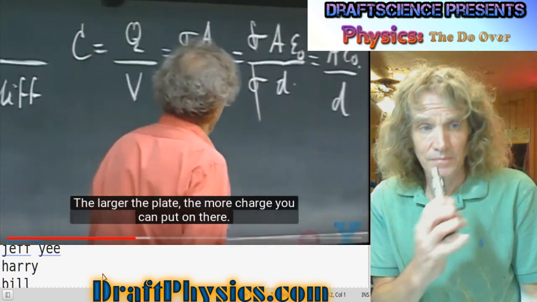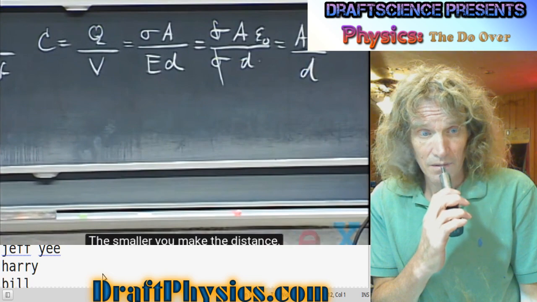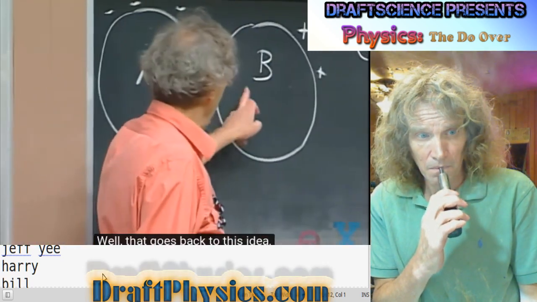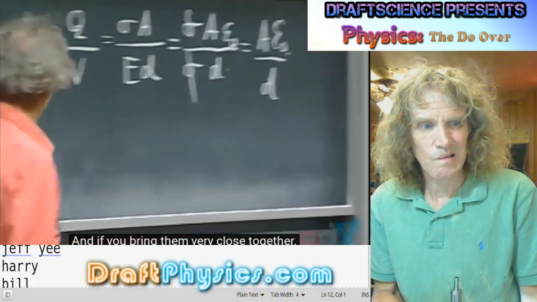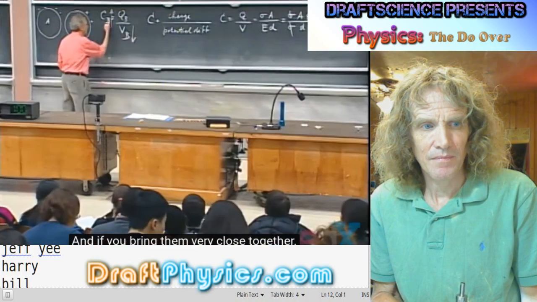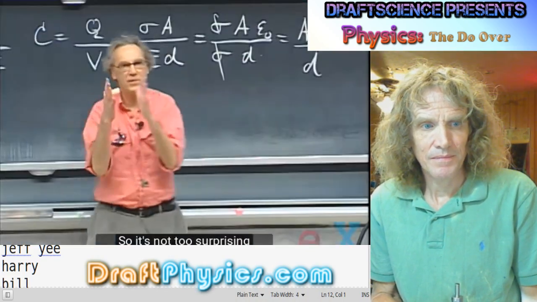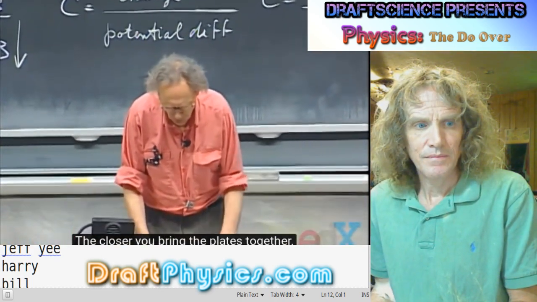The larger the plate, the more charge you can put on there. And it's inversely proportional with the distance between the plates. The smaller you make the distance, the larger is the capacitance. Well, that goes back to this idea, that the closer A is to B, the larger effect that will have on the capacitance. And if you bring them very close together, this potential will go down and so the capacitance will go up. So it's not too surprising that you see d here downstairs. The closer you bring the plates together, the higher the capacitance will be.